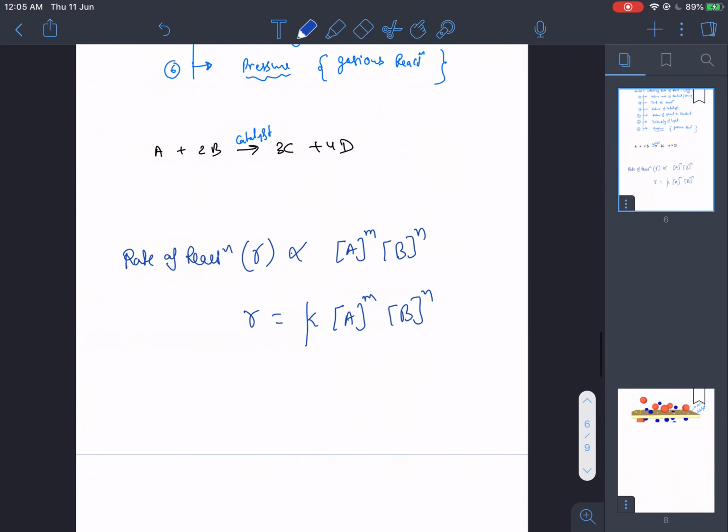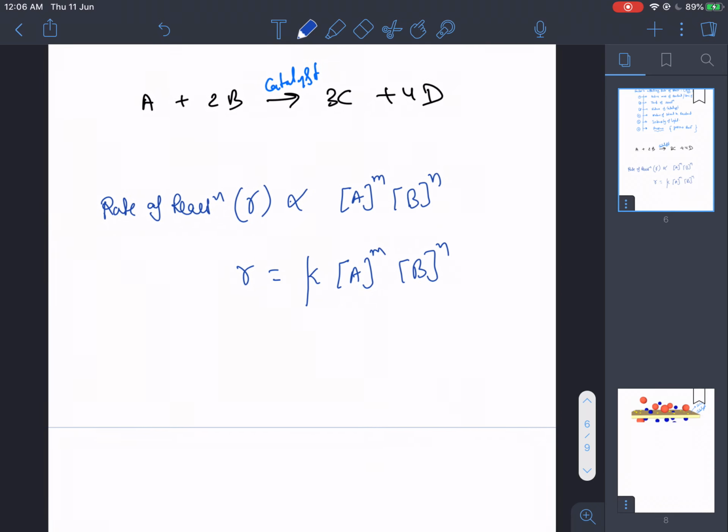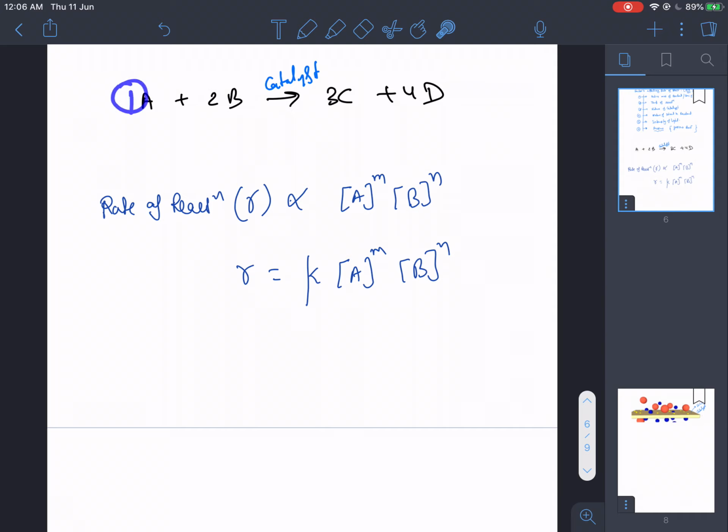Right, and I am right now saying that I am keeping these constants m and n. Now the question genuinely arises: sir, will these values be equal to 1? I mean, m will be equal to 1 and n will be equal to 2, as we have studied in chemical equilibrium. So guys, it may or may not be.